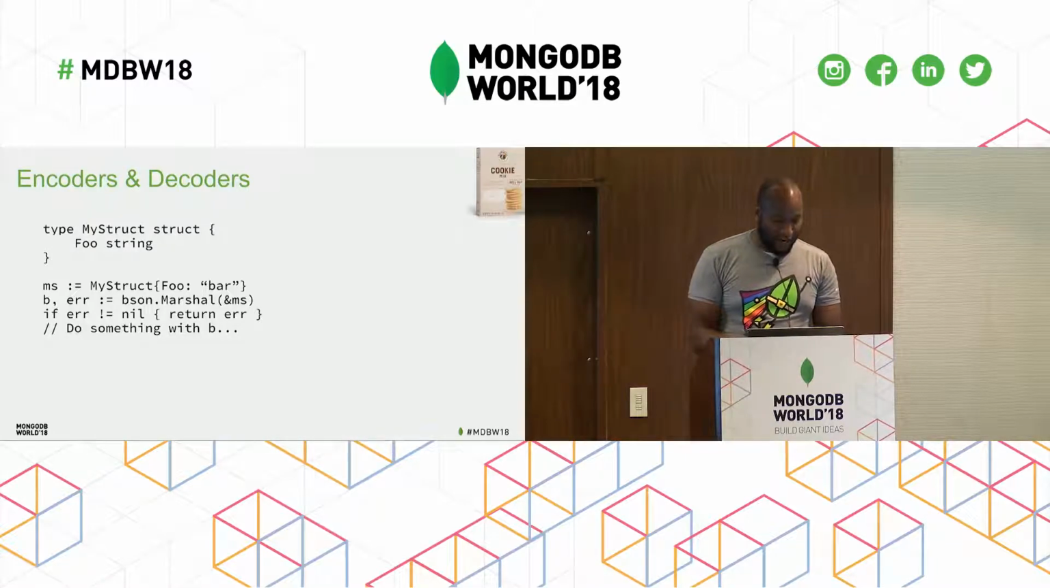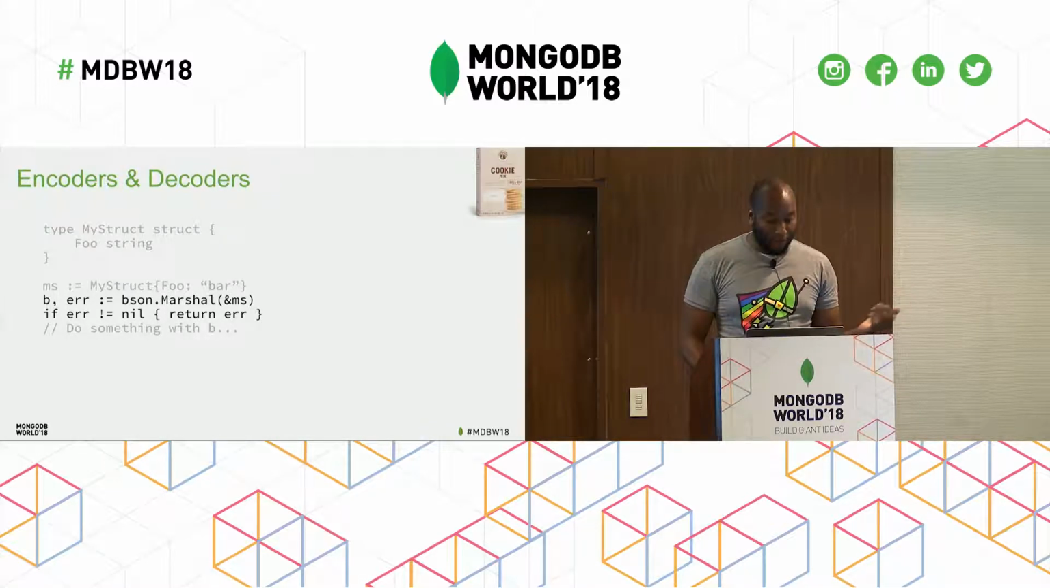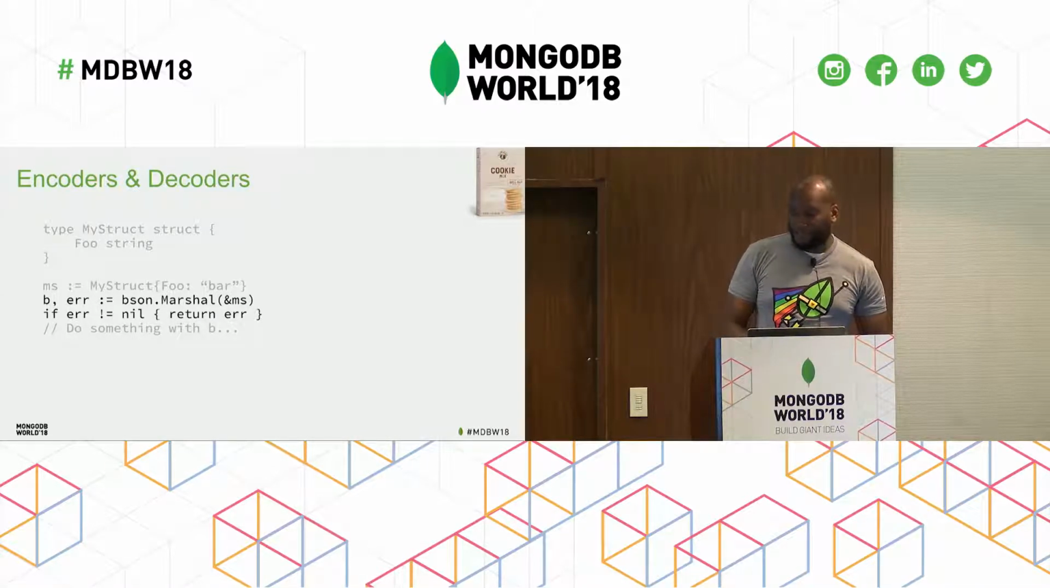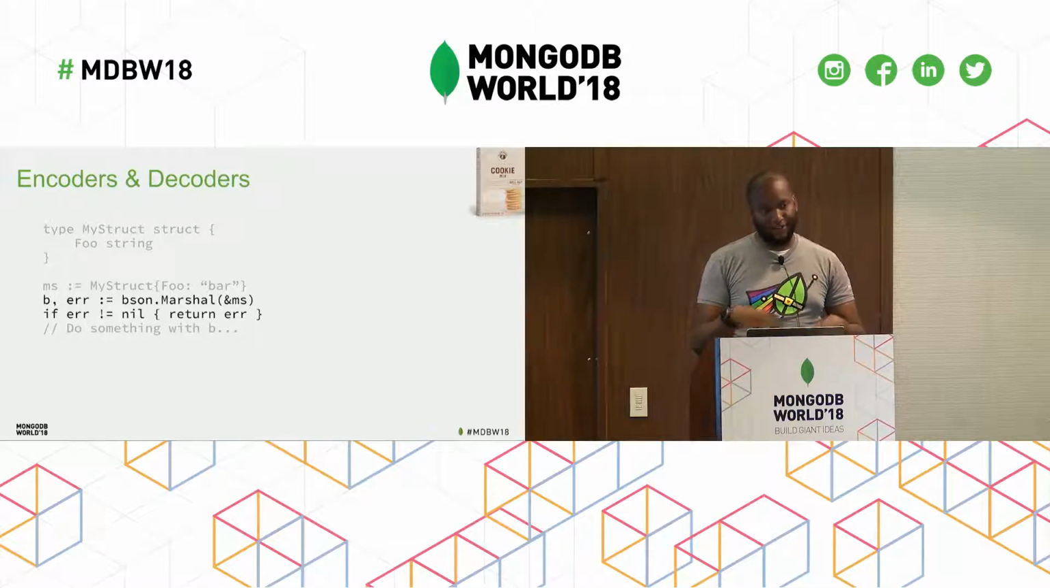Encoders and decoders. The basics of this is I'm going to go through a quick example with structs, which is the basic way of doing some encoding. So we have a struct here, my struct. It has a property called foo, that's a string. I can instantiate this, and I can pass it to Marshal, and I will get some bytes at the end, and I can do something with those bytes. So this is just the basic method. We'll reflect over my struct, figure out what it is, and encode it.